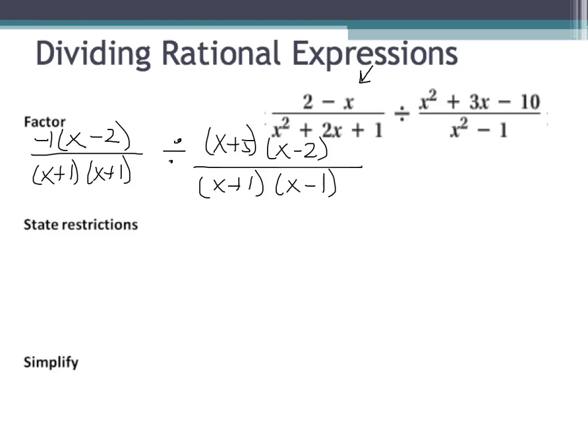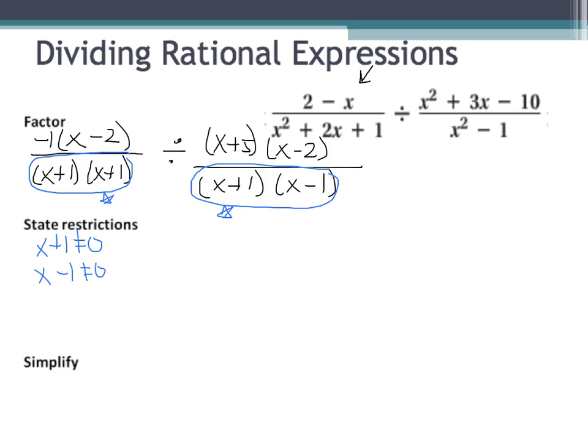I'm first going to state the restrictions. So again, the bottom of the fraction cannot be 0, because this is one of my fractions, and this cannot be 0 because this is my other fraction. I'm not going to be writing repeats, so I have an x plus 1 cannot equal 0. I already wrote x plus 1, and I also have an x minus 1 cannot equal 0.